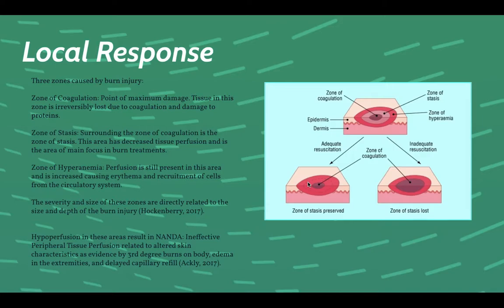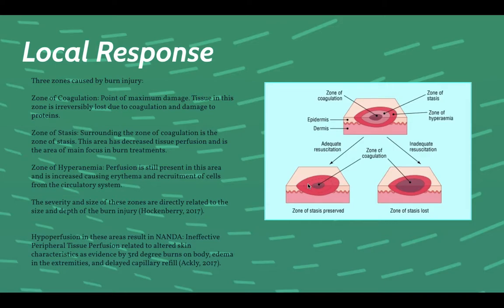The next zone you have is the zone of stasis. Surrounding the zone of coagulation is the zone of stasis. This area has decreased tissue perfusion and is the main focus in burn treatments. Next, outside of the zone of stasis, you have the zone of hyperemia. Perfusion in the zone of hyperemia is still present in this area and is increased, causing erythema and recruitment of cells from the circulatory system.